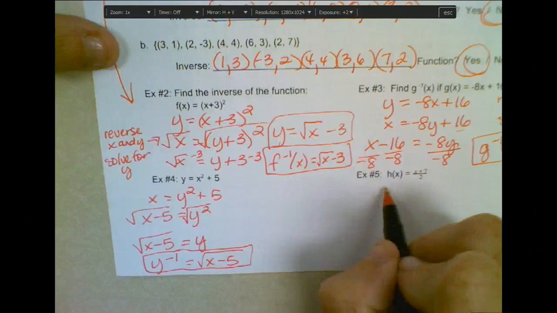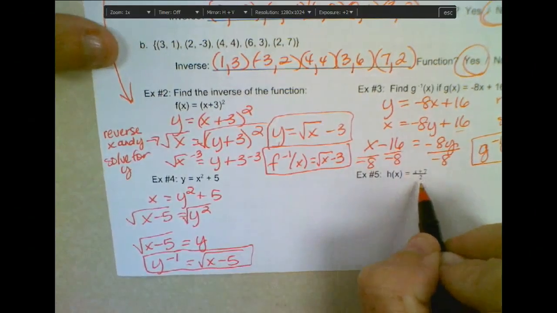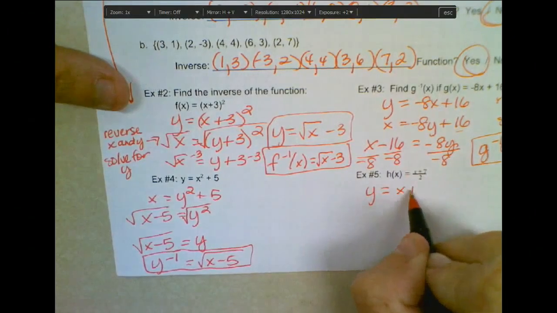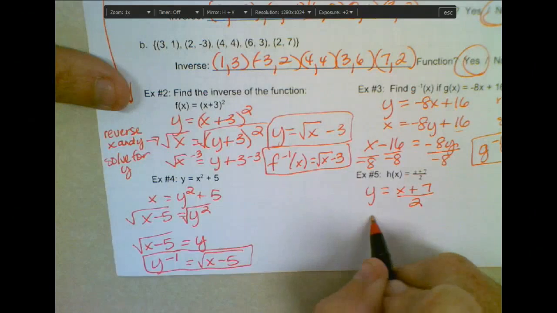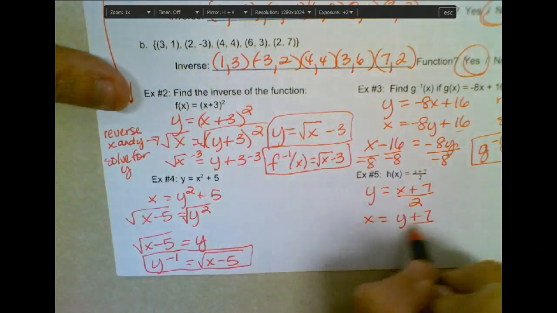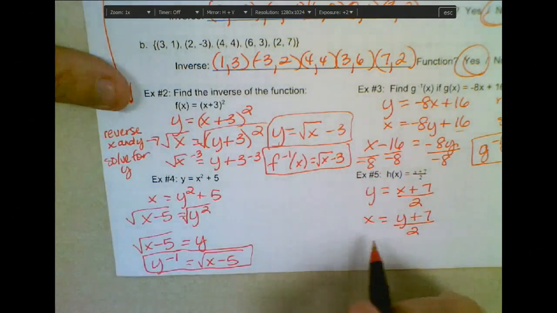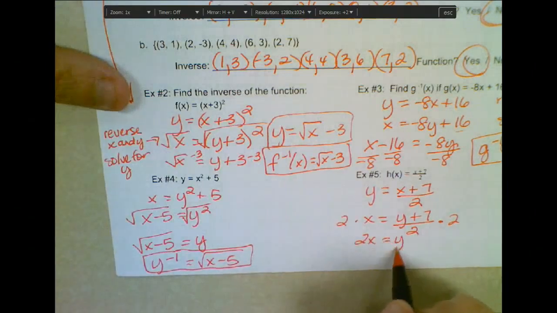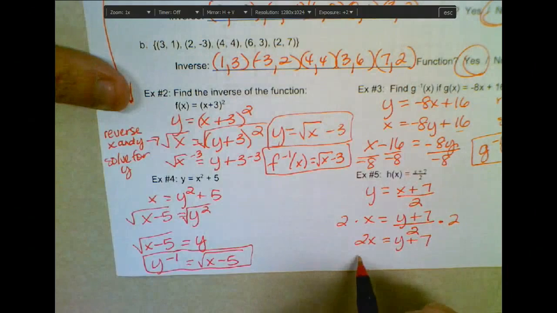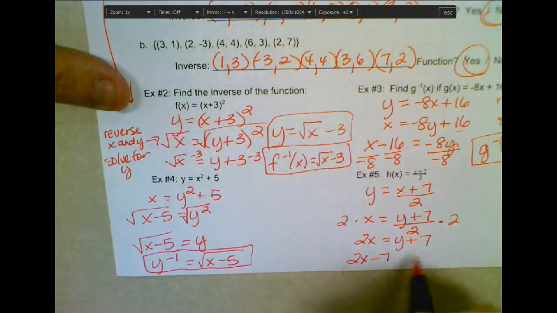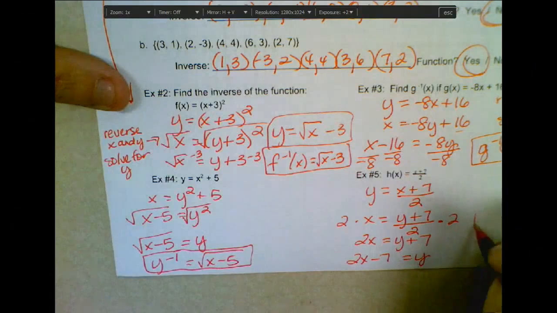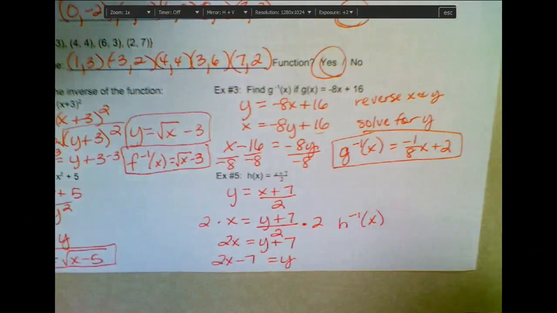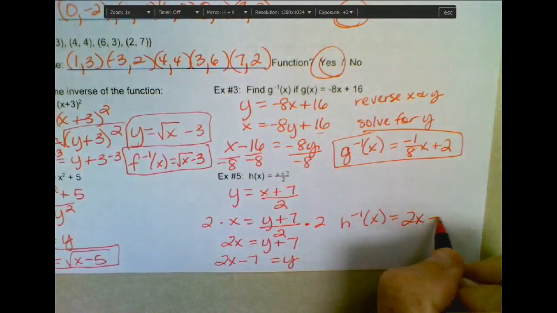Lastly, for example 5, I have h of x equals x plus 7 over 2. So change that out to a y, x plus 7 over 2. Reverse my x and my y, and then solve for y. First thing I'm going to do is get rid of that fraction. So I have 2x equals y plus 7. I need to move that 7 to the other side by subtraction. So my h to the negative 1 of x will equal 2x minus 7.